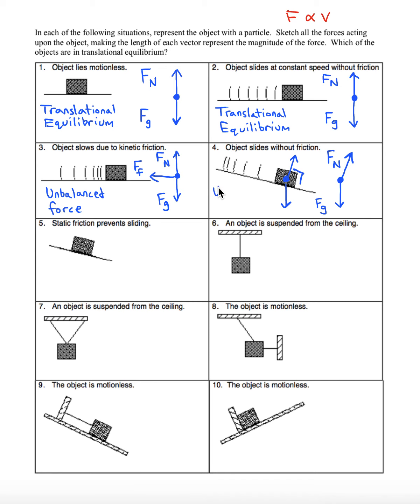And technically, this is considered an unbalanced force. The arrows aren't 180 degrees opposite from each other, so they don't actually cancel each other out. And as we can see, the box is accelerating down the ramp. Here, static friction prevents sliding.